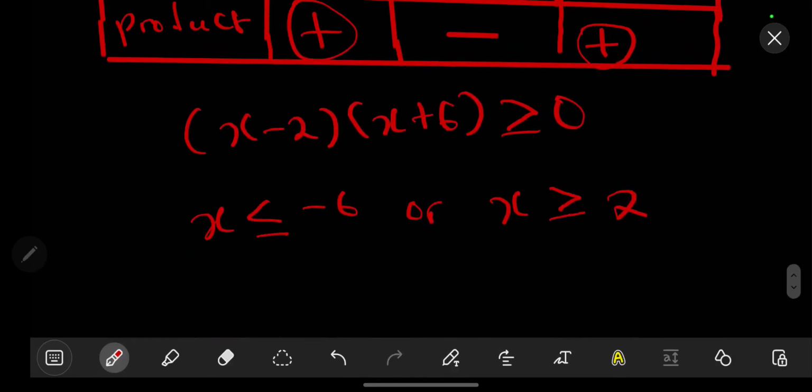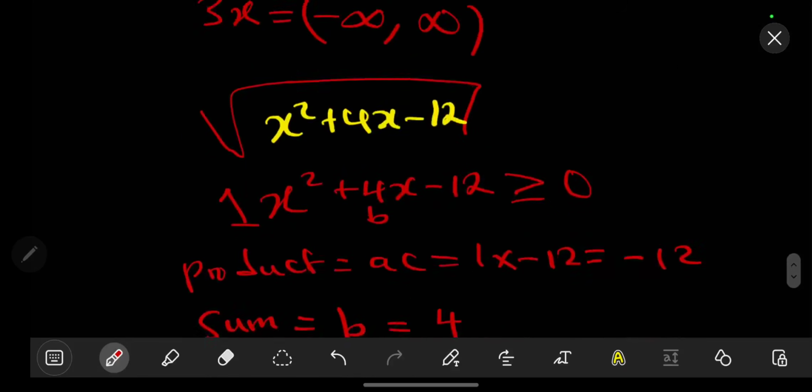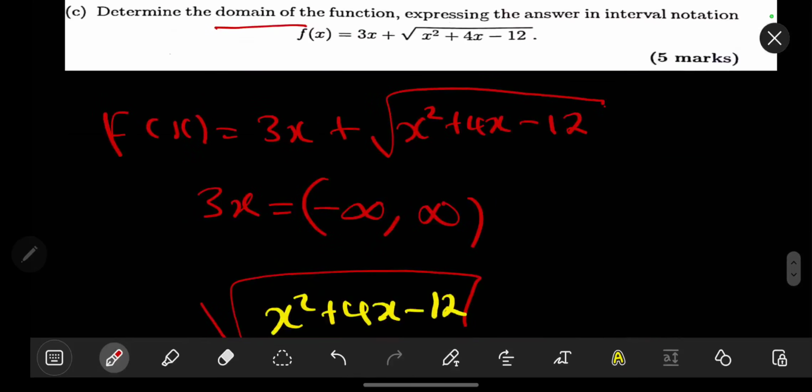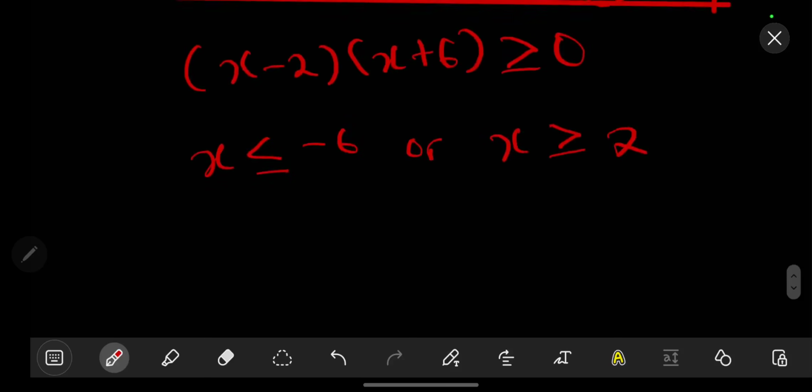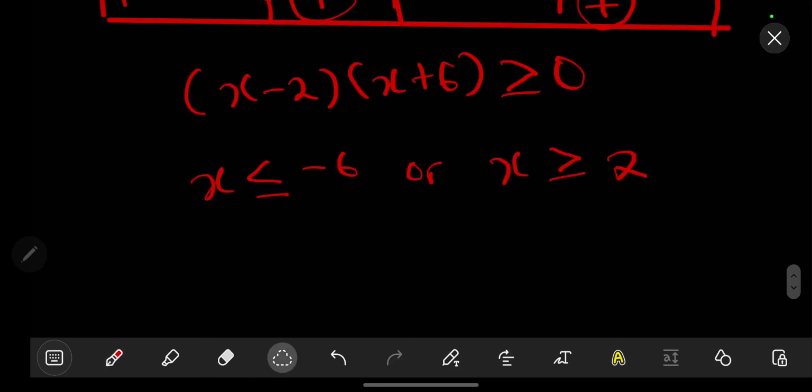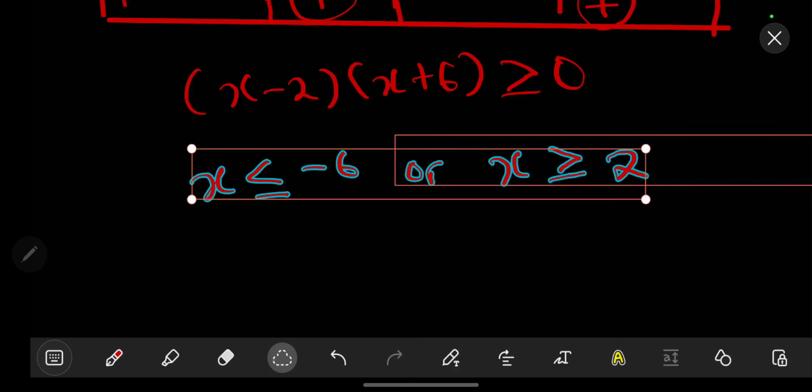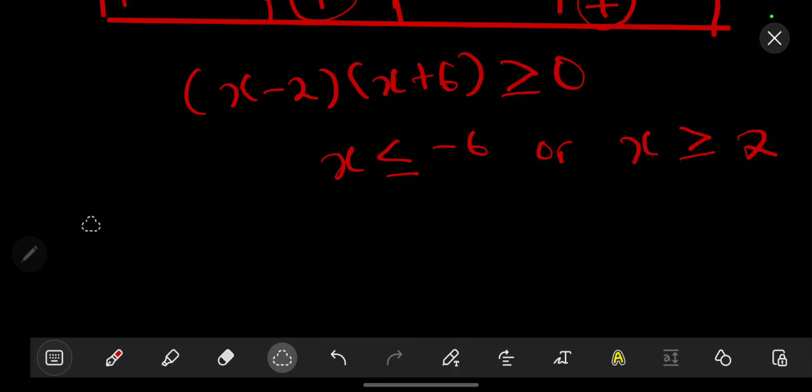So these are the answers. Why take these answers over this one? This other one was saying that 3x is equal to negative infinity to positive infinity. In other words, this one does not have any limitations. So we are going to focus on this one to be the common domain. This one includes every value.